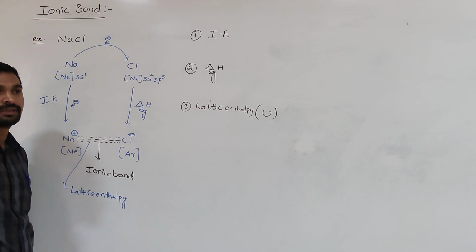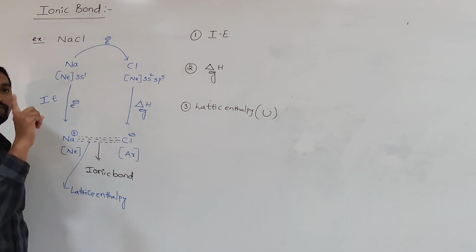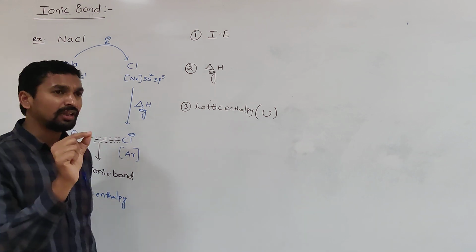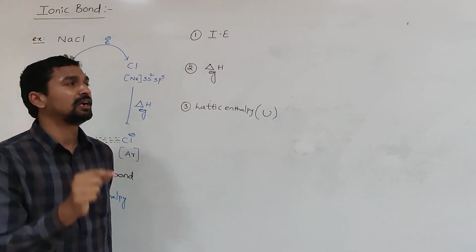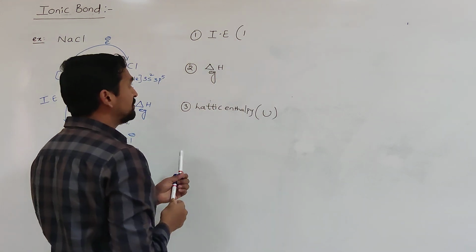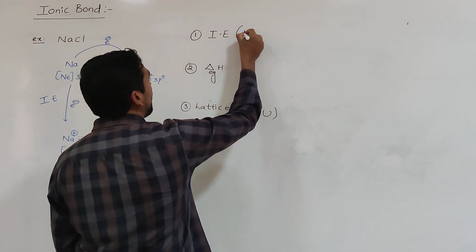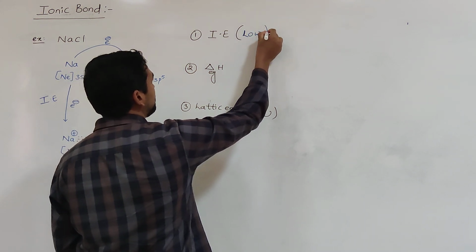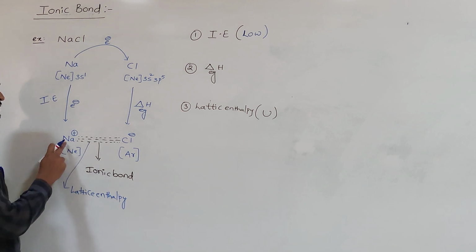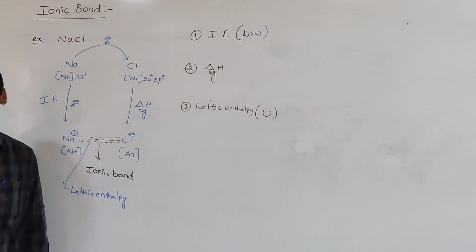In order for the cation to form easily, that electron must be loosely bound to the nucleus. That means we require less energy, and the atom which forms the cation should have a low ionization enthalpy value. Whichever atom has a low ionization enthalpy value is always ready to lose the electron. As a result, the cation formation takes place.